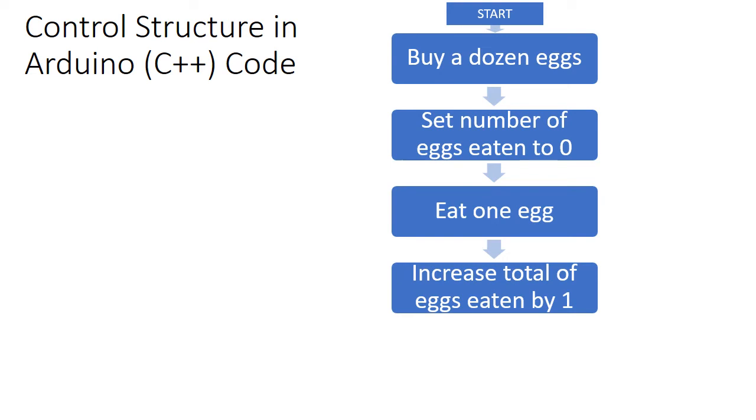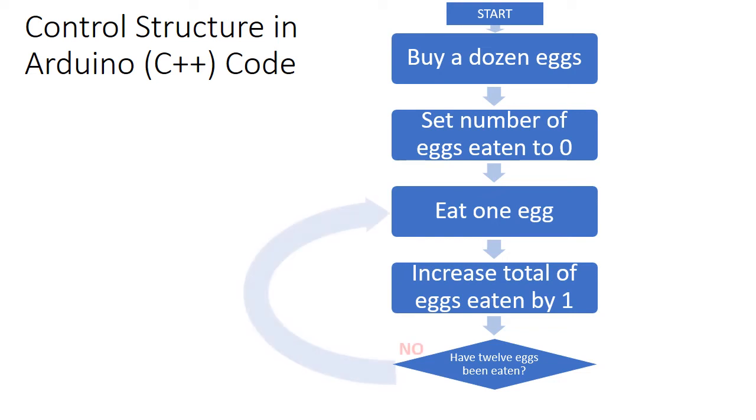And this tells you that we have a counter that's involved here, okay, where we're keeping track of how many eggs we've already eaten. Then comes the question, have 12 eggs been eaten yet? If the answer is no, then we go back and eat an egg, and then increase the total number of eggs by 1, and then check that total again. And we keep doing this until we actually reach 12. All 12 eggs that we bought have been eaten, and then we're done.